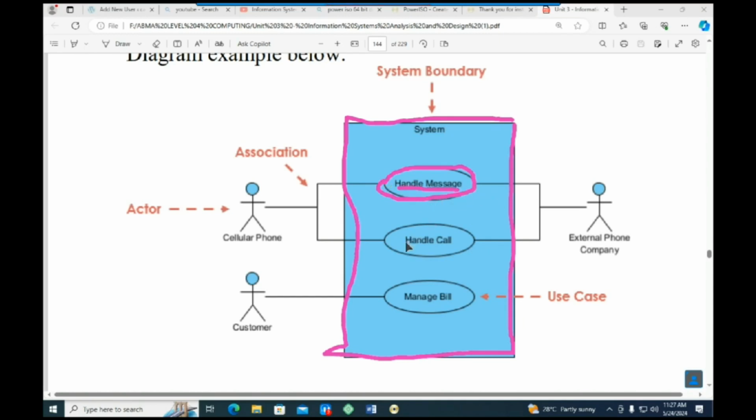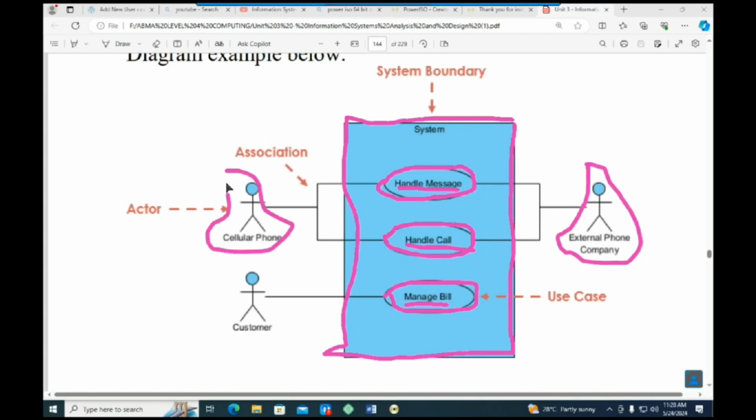And I have said we label those functions with verbs. That is why you see here handle message, handle call, manage bill. All these are verbs. So all these are use cases. Then we have the actors. We say the actors are put outside the what? The system boundary. So these are our actors.